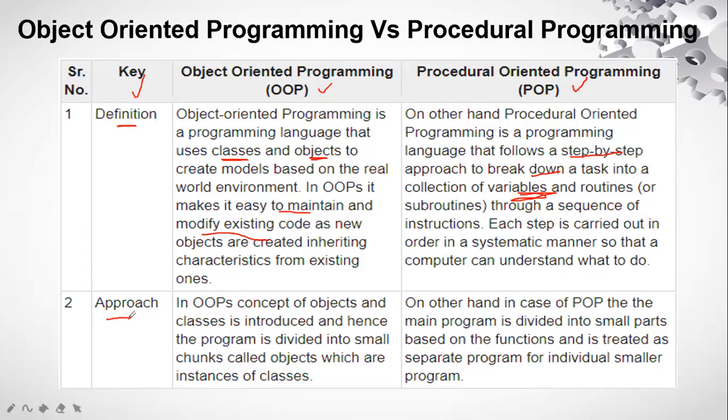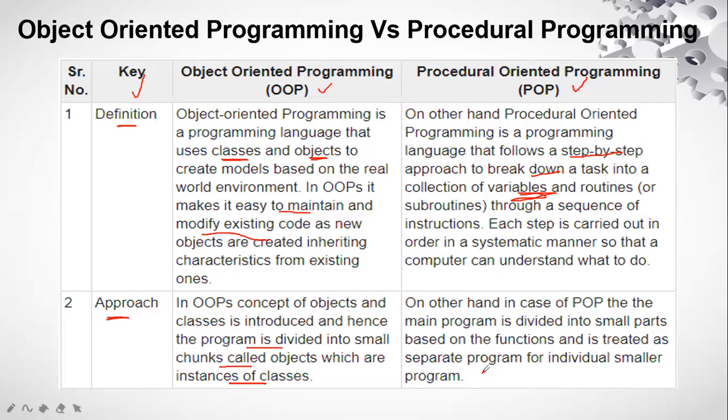Now, in OOPs the concept of objects and classes is introduced, and hence the program is divided into small chunks called objects, which are instances of classes. We have already seen what objects are: objects are just instances of classes. So when we define a particular problem, that program is divided into chunks, meaning small modules, right? So we are using a modular approach in object-oriented programming.